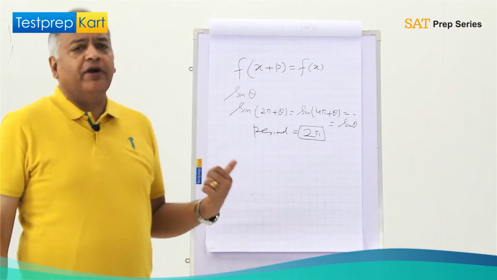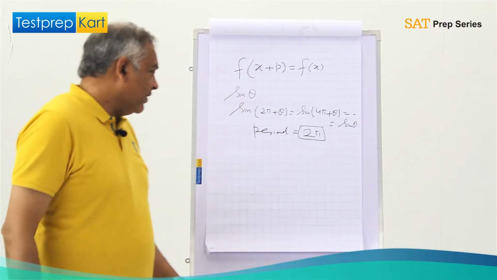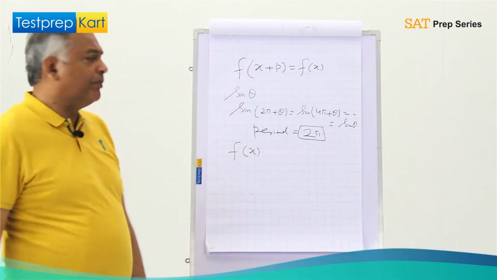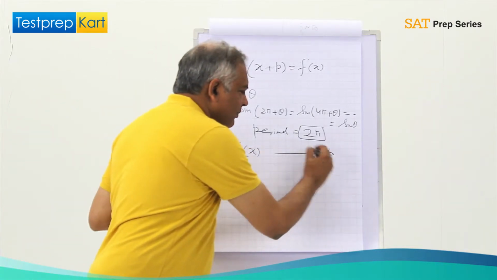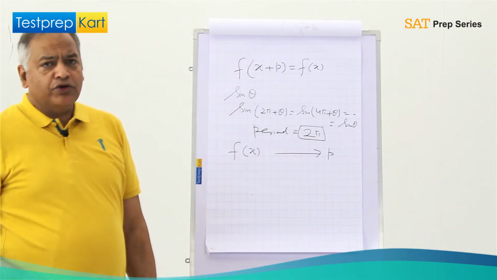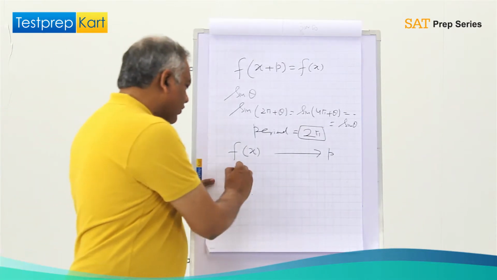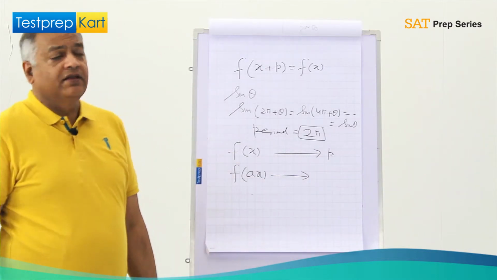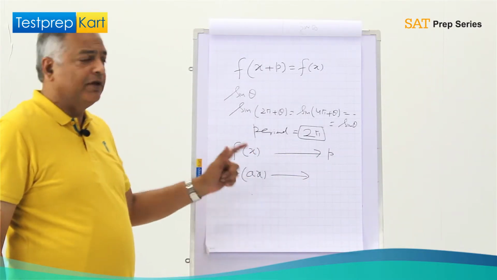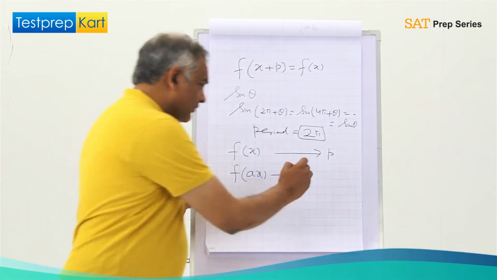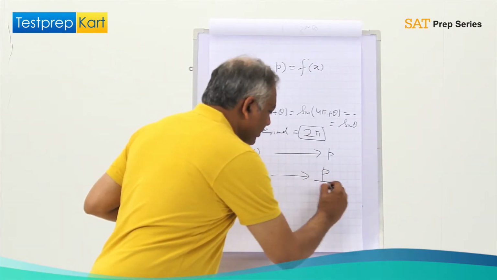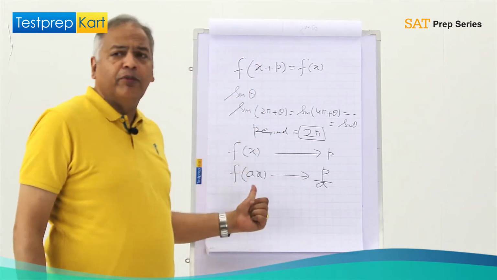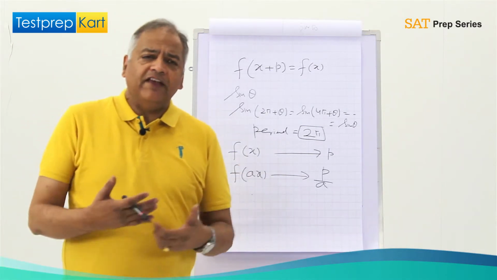Now there is one important property of the periodicity or the period, which is something like this. If you have a function f of x which is having a period p, now the question is, what will be the period of f of ax? That is, if I multiply the argument by a, what will be the period of f of ax? The answer is, the period of f of ax will be p divided by a. So that's a very, very important property.